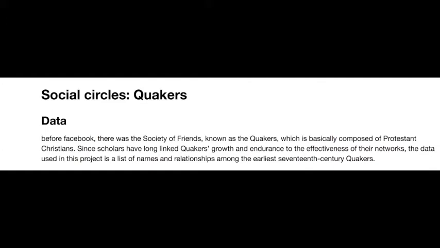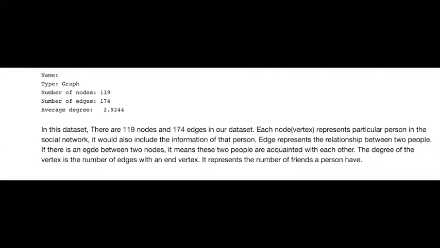Before Facebook, people had a good understanding of the social network, but they also needed to communicate with each other. Thus, there were many societies of friends. Quaker is one of these societies of friends among Protestant Christians. You can see in our data set, there are totally 119 nodes and 174 edges.